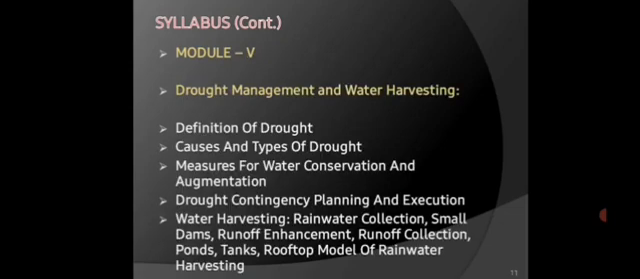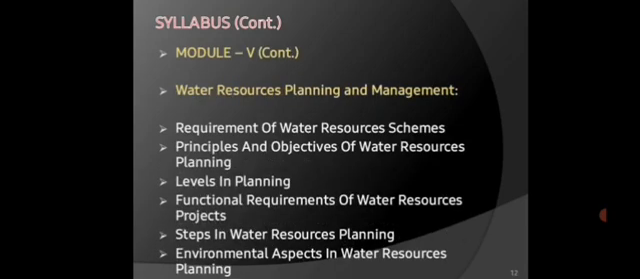And the last module has a first part, drought management and water harvesting: types of drought, measurement of drought and techniques of water harvesting. And its second part is water resource planning and management, which covers different schemes of water resource planning and environmental aspects in water resources planning.